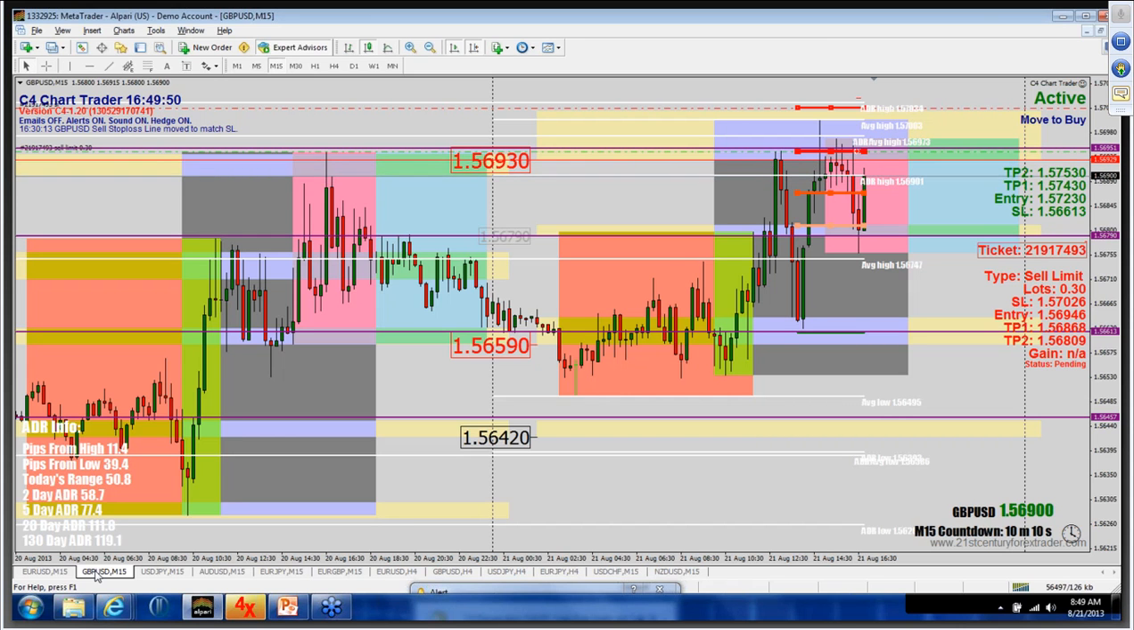Remember to use your rules of engagement if you're going to trade news events. Even if you have spikes, if you're scalping, good luck. But otherwise, use your rules of engagement.